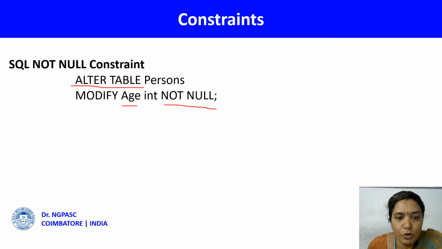So how can I modify my table? I use the query alter table persons. In that I use the keyword called modify. What is the column I am going to modify? I give the name of the column. Then what is the data type for that? And then it is followed by the not null constraint.